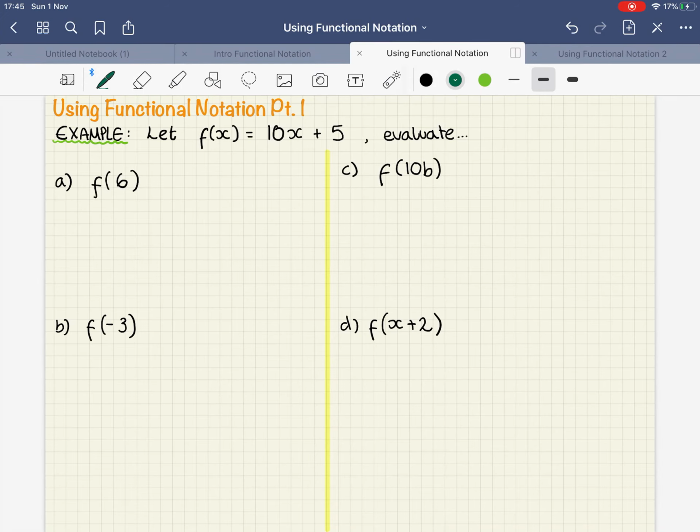Okay, so this is our first video of using functional notation. So in this instance, we are just being told what the function is, and we're being asked to evaluate and essentially substitute whatever is within the brackets where this x is. So we've been told let f of x equal 10x plus 5, evaluate, and then I've got f of 6. So where I've got that x, I now want that 6.